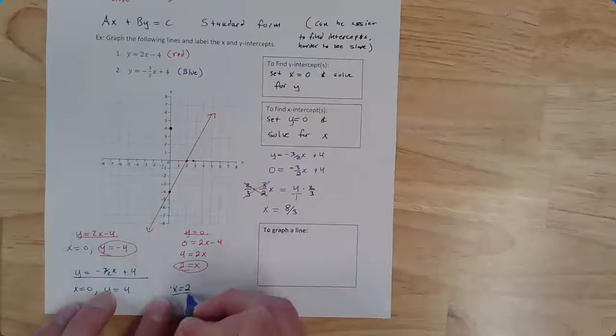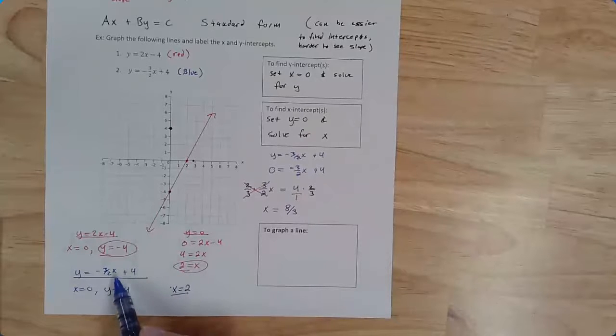Why am I picking 2? Because I know that if I plug in 2 here, -3/2 times 2 is going to give me a whole number.